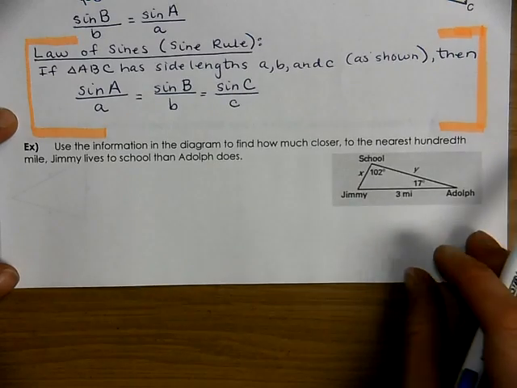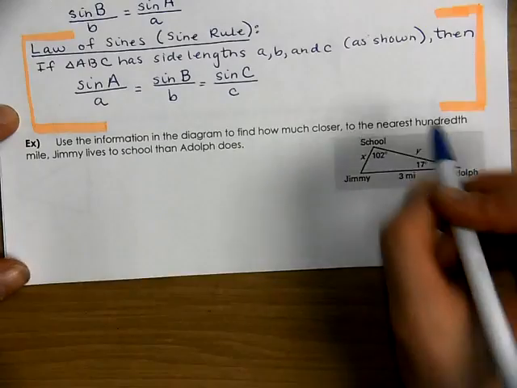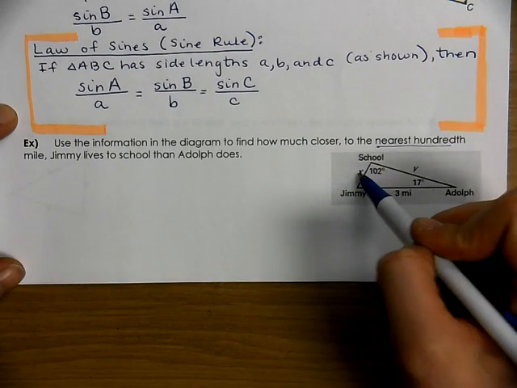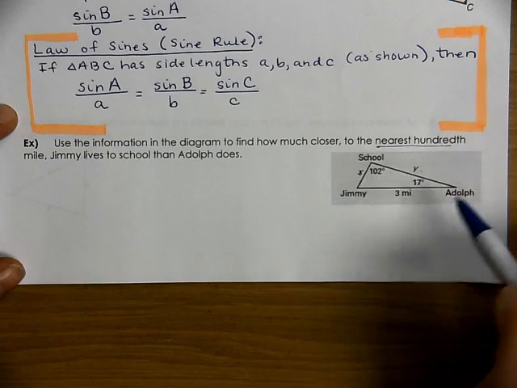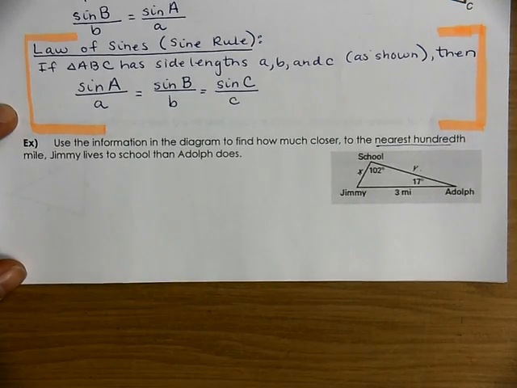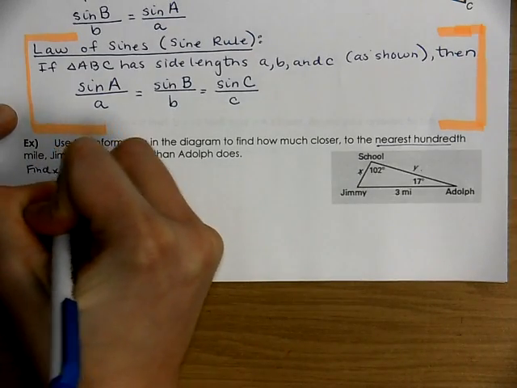It says use the information in the diagram to find how much closer, to the nearest hundredth mile, Jimmy lives to the school than Adolf. So essentially what we need to find is both x and y, and it will allow us to see how much closer Jimmy is than Adolf, what those miles are. So I've got to find both x and y. So here I'm going to find x.